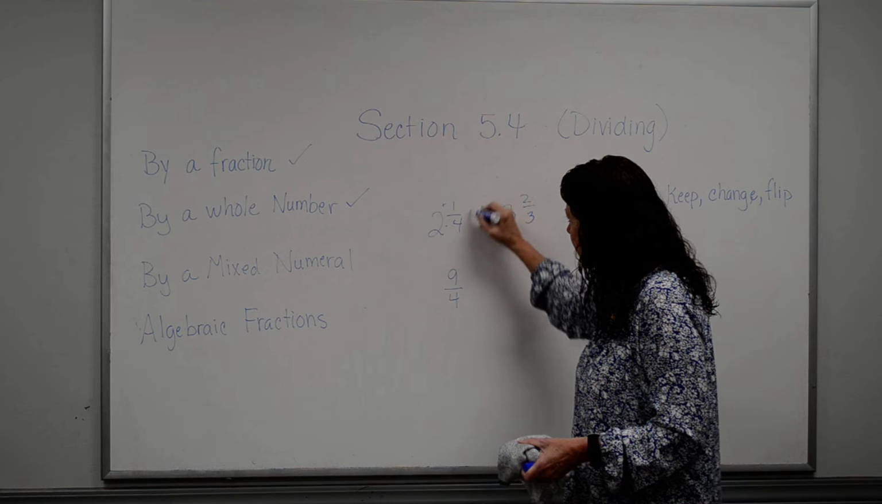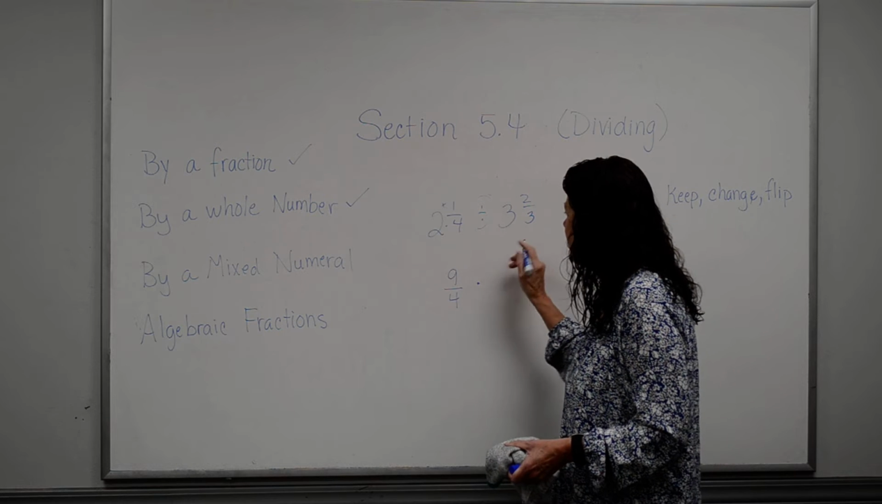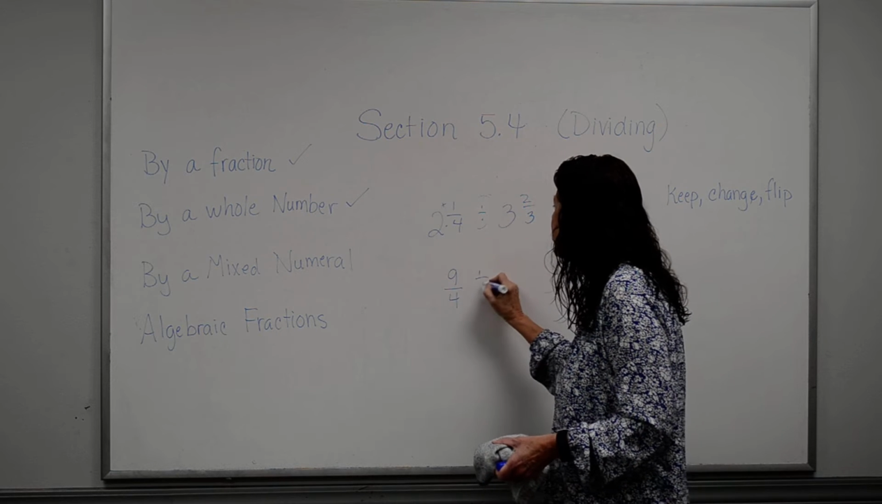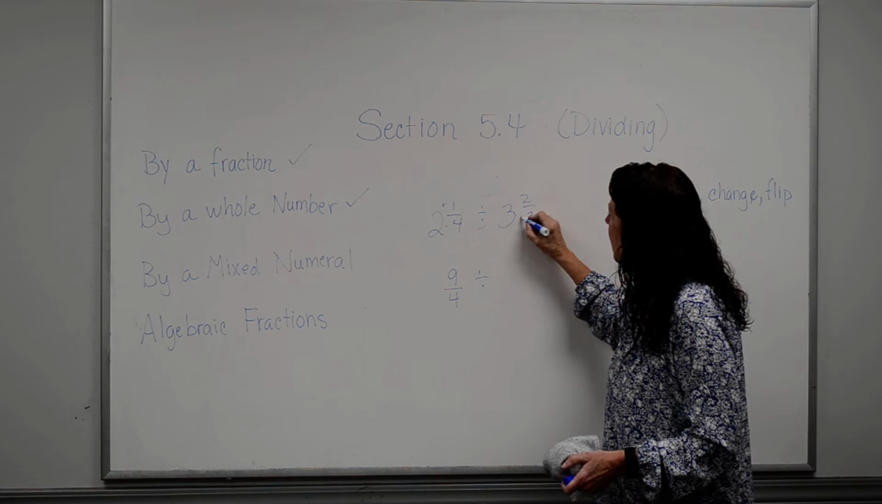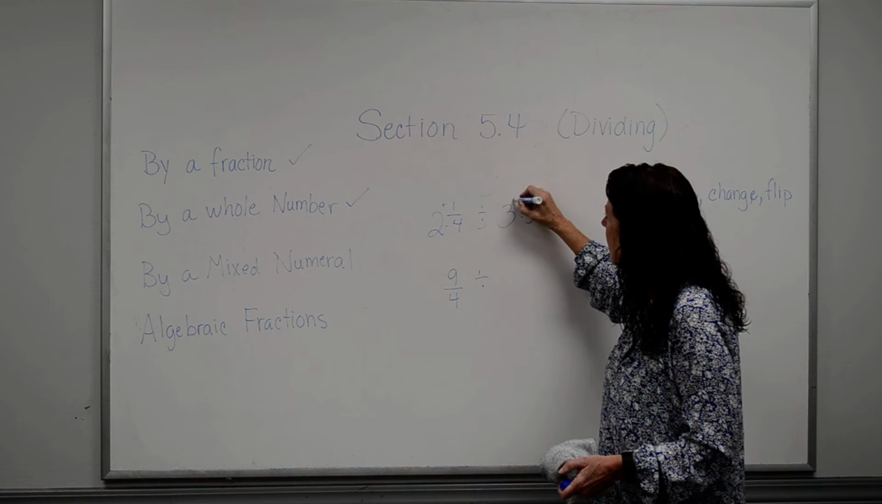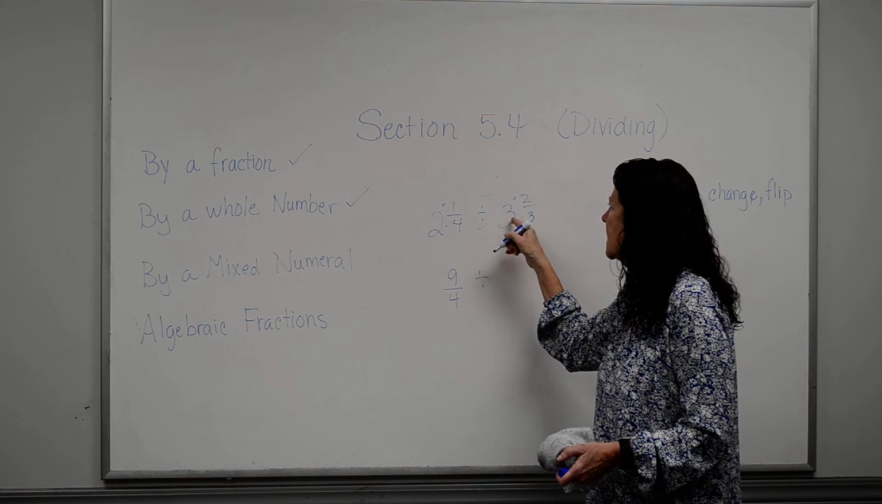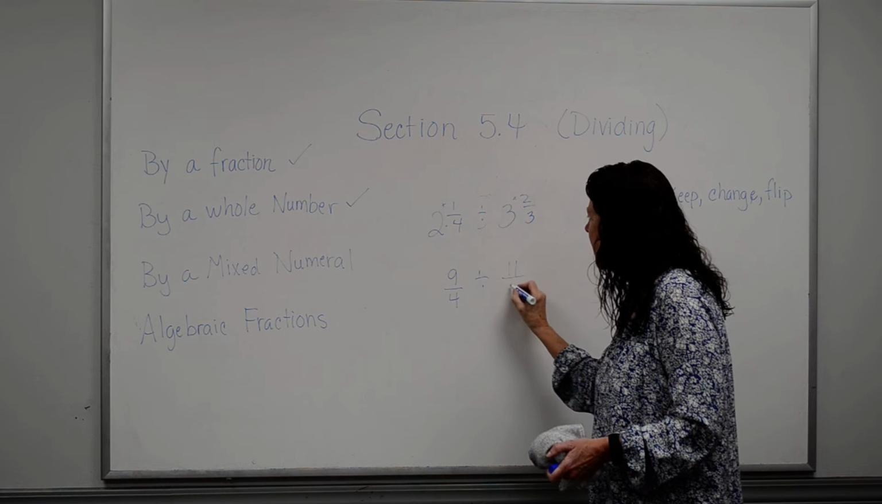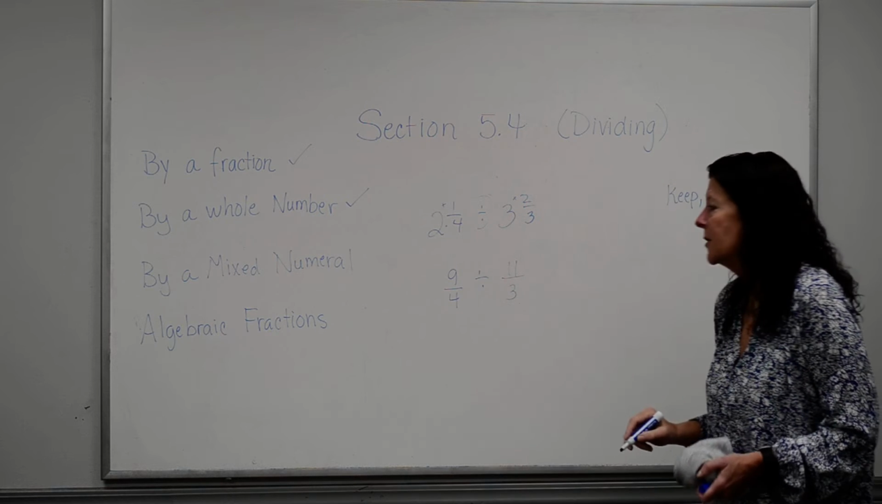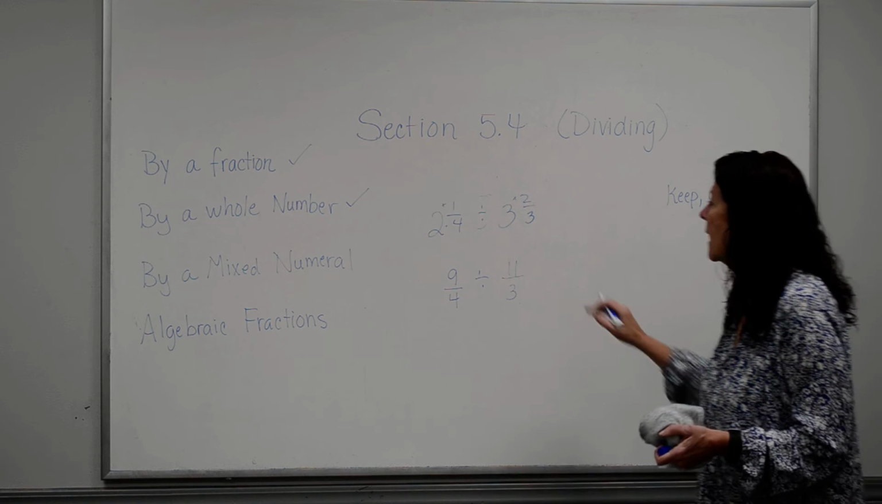Okay, this right here is going to change to multiplication. Well, actually, let's leave it all as division still until we get the improper fractions. 3 times 3 plus 2. So 3 times 3 is 9, plus 2 is 11, and I'm going to place it over my denominator, or the bottom number. So now I have 9/4 divided by 11/3.